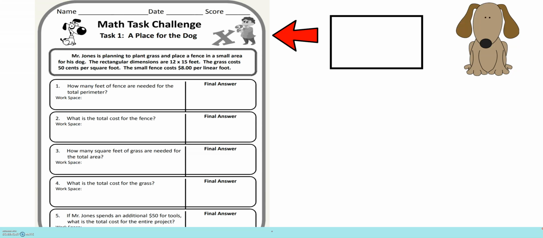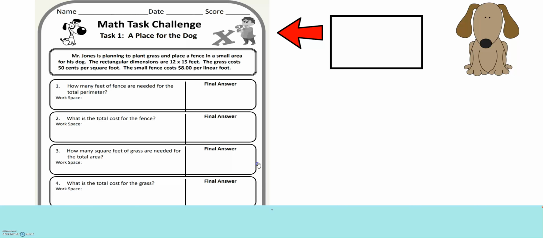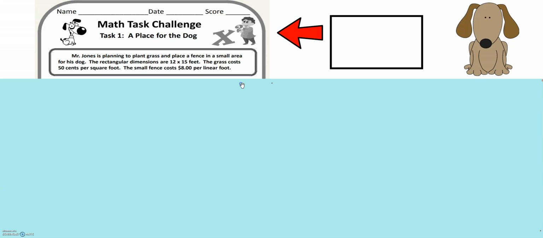So, what do we need to do first? Are you thinking about trying to find the perimeter? Let's slow down. The first thing we want to do is understand the story. So let's cover the questions and just focus on the story.